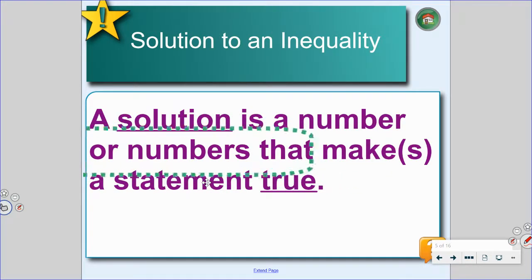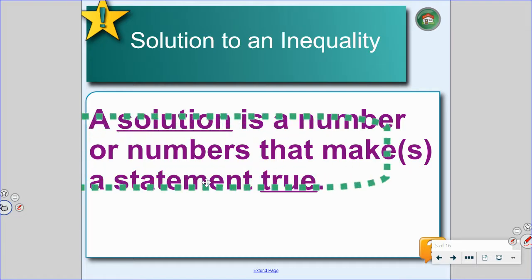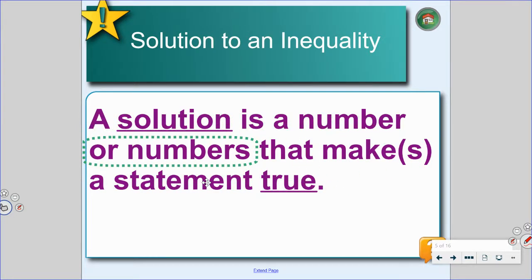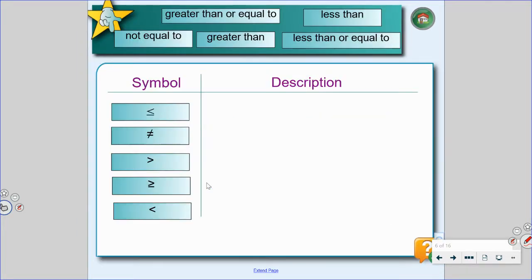Solution to an inequality. Hey, listen, we've been talking about this for a while. A solution is any number or numbers that make or makes a statement true. Now notice I've been saying this since the beginning of the year, but perhaps you've been saying, well, wait a second. When is there more than one solution? When is there more than one number that makes a statement true? Ah, my friends, get ready for it. Let's begin with some vocabulary.